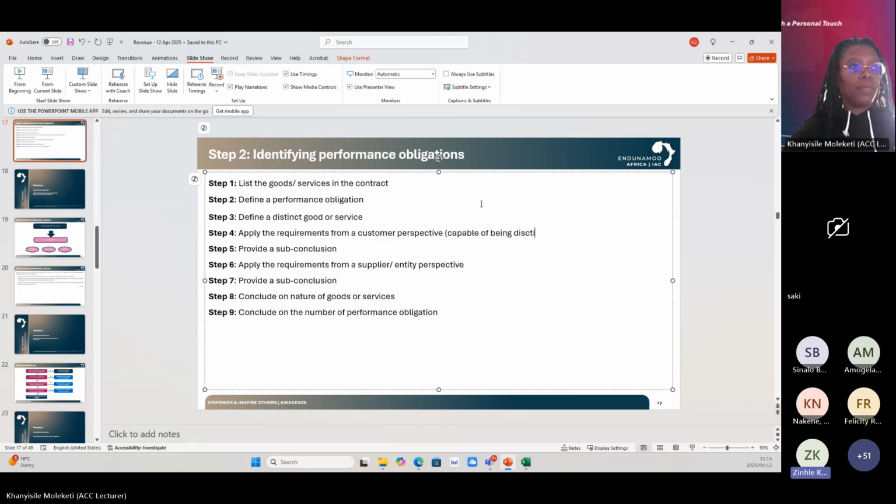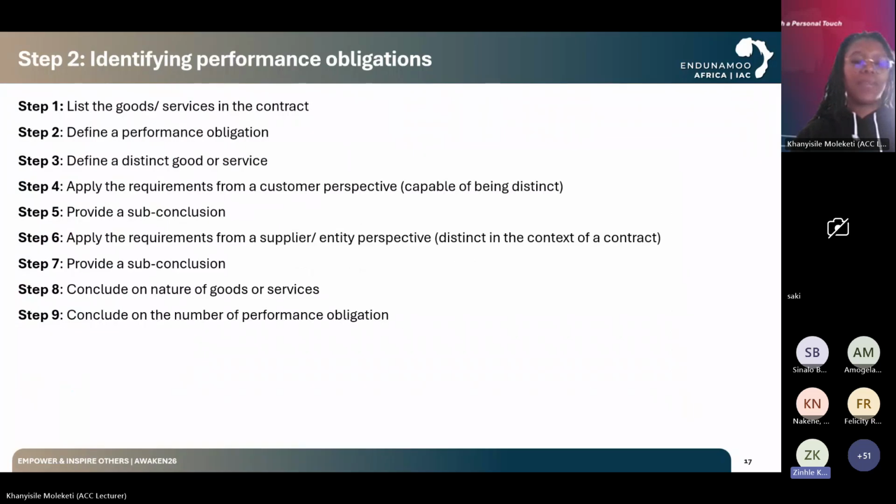And when I'm at the supplier or entity perspective, I apply the ones of significant service, of integration, and so forth. Because doing it in both, I think I'll be repeating what I said for the customer to the entity. Whereas if I break it down, I know I've already touched on distinct on its own based on the customer.